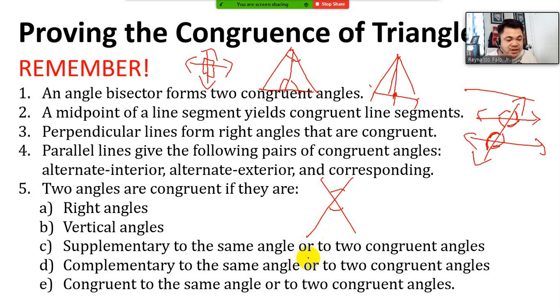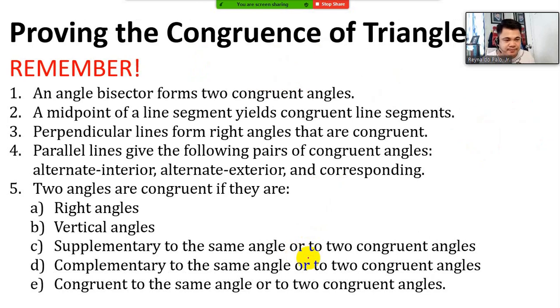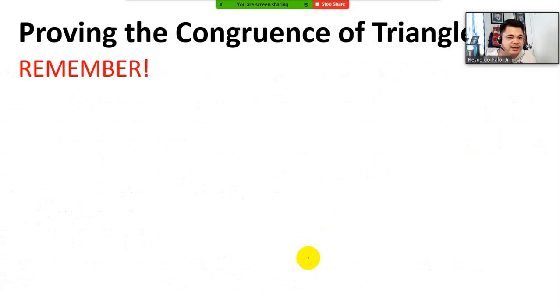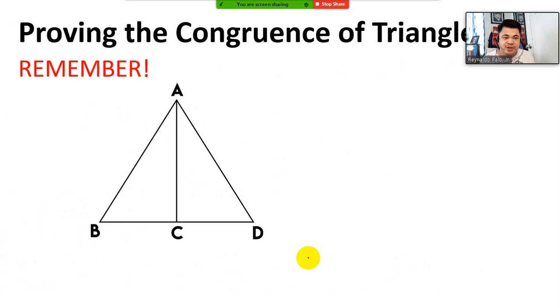Then letter D, complementary to the same angle or to two congruent angles. Complementary means when you add the two angles, the sum is 90 degrees. Then letter E, congruent to the same angle or to two congruent angles. So those are the things that we can use as reasons in proofs, because those are postulates.